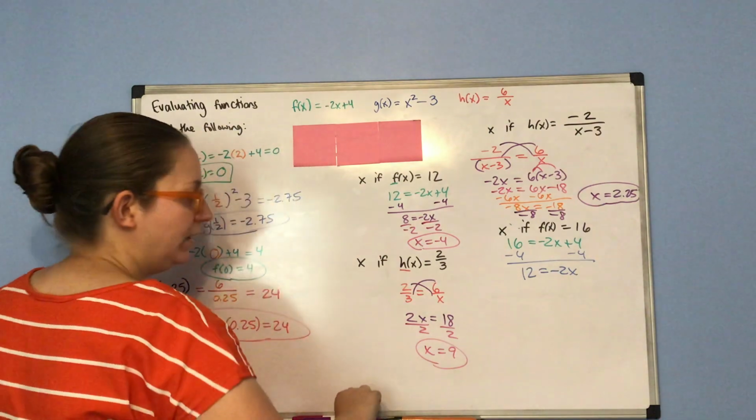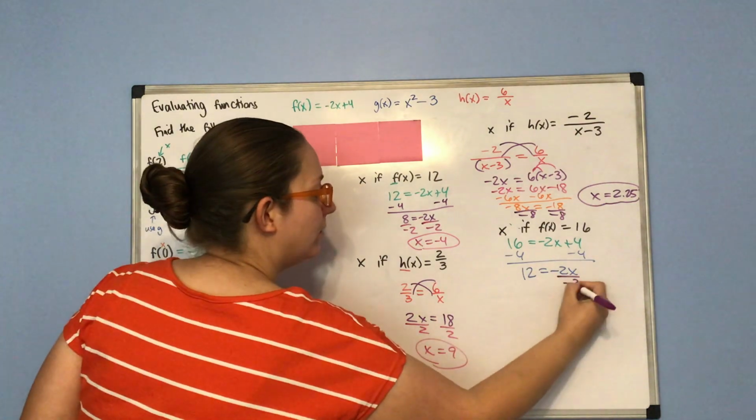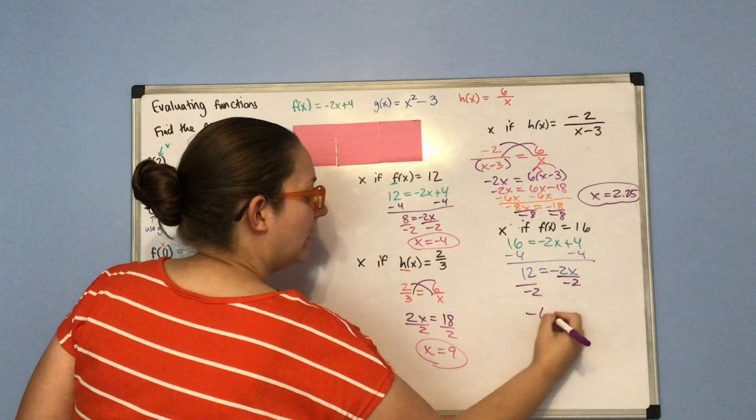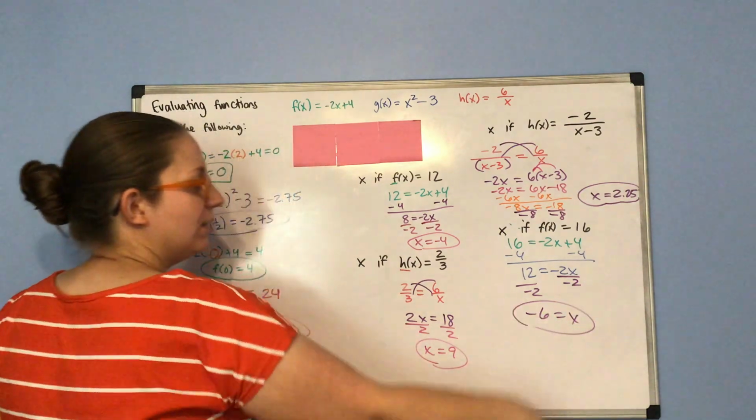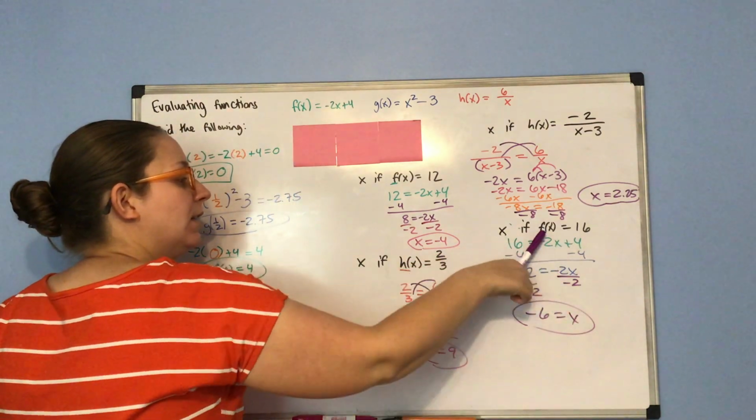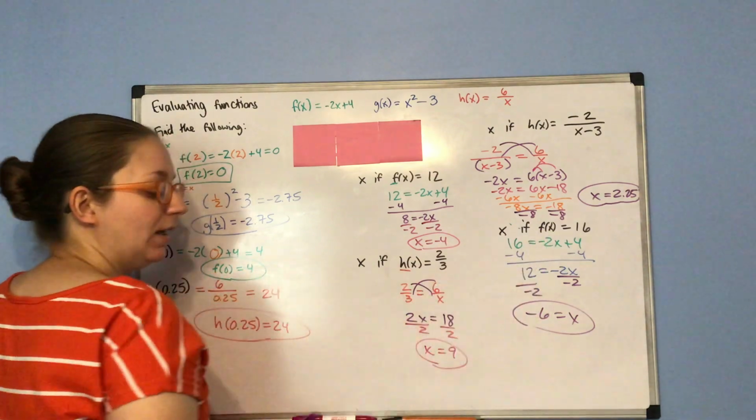And then last but not least, divide to get x by itself. And you get negative 6 for x. So that means if our f of x value is 16, then the x value we must have plugged in must have been negative 6.